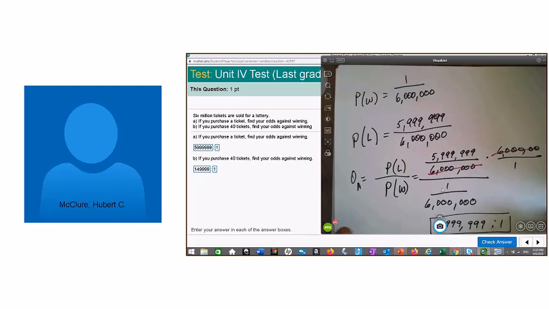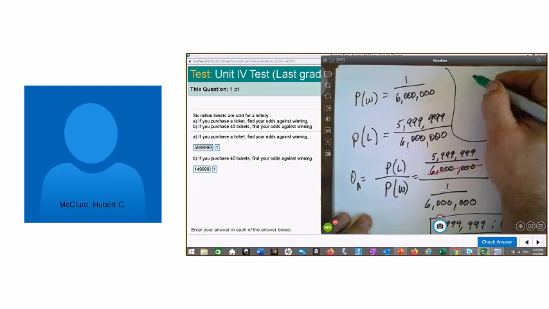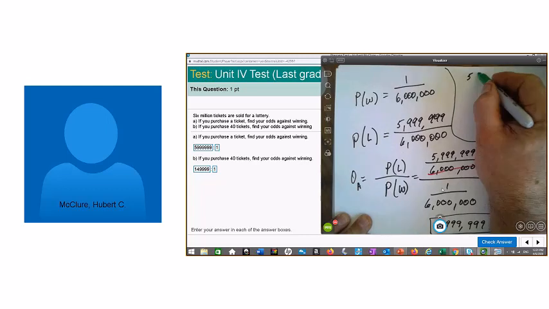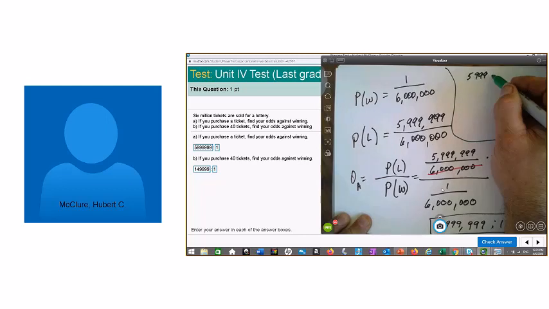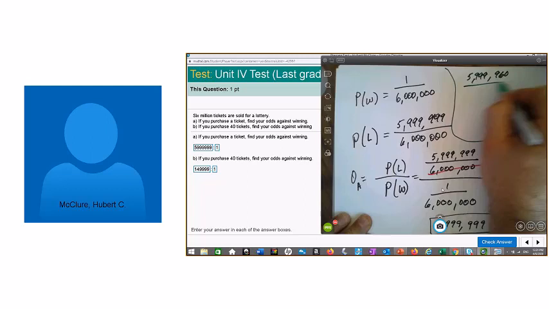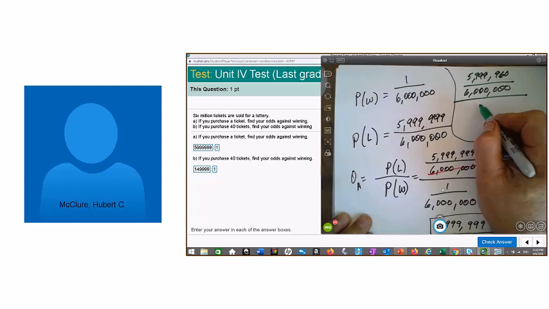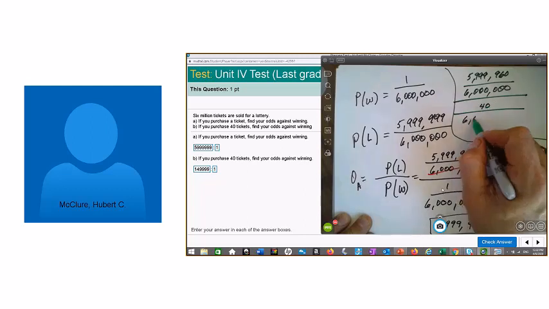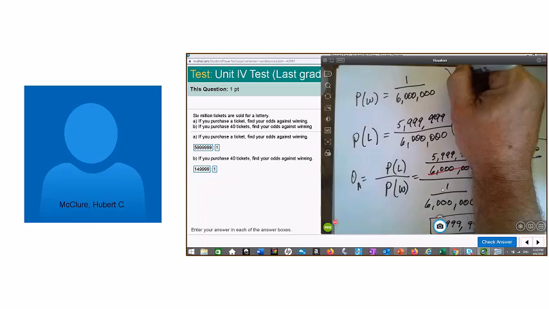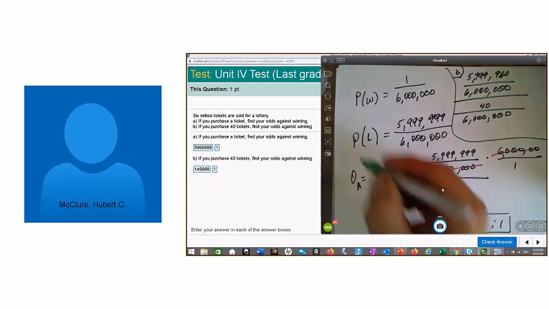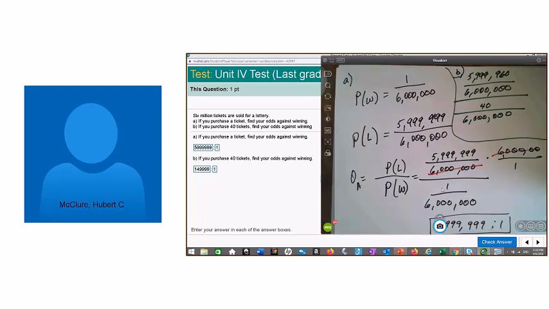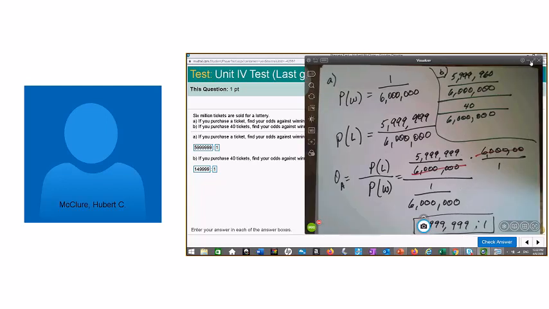Oh, yeah. So up in the top right-hand corner here, you would just set it up. The odds against would be 5,999,960 over 6 million. That's a failure over 40 over 6 million. And that is the way you set up part B. And then you just do the same thing that we did here. This is A. And you come out and say it'd be 5,999,960 over 40, and then you would reduce it. Next.